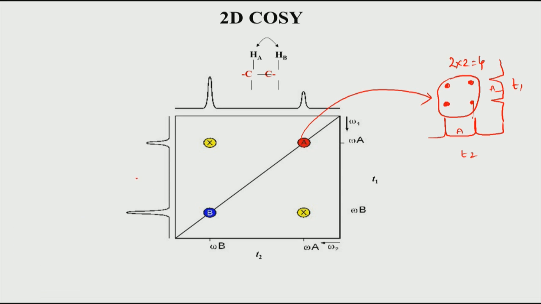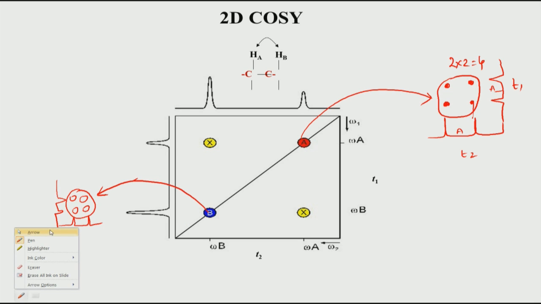Similarly, if you see here, if you zoom this, here also you will get 4 peaks because of J coupling on this side and J coupling on this side. Okay. So, what you are basically getting inside this blue peak of B is basically 4 smaller peaks. So, that is what is there.